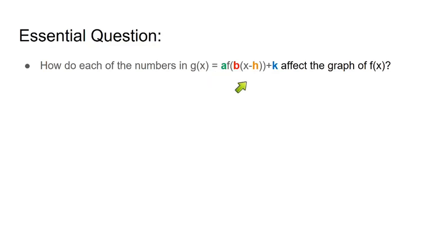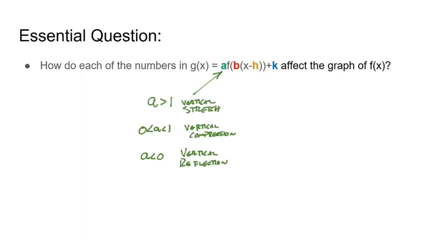In my previous video I talked about a, h, and k, and so I want to start just by recapping those real quick. First off, let's talk about that a value. If the a value was greater than 1, it would create a vertical stretch. In other words, if you had an original parabola that looked like this, and then you changed the a value to like a 4, it would create a vertical stretch.